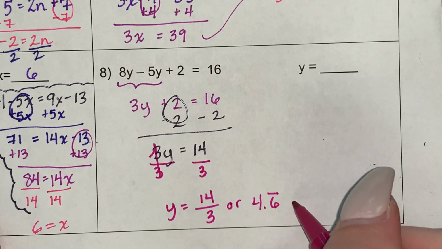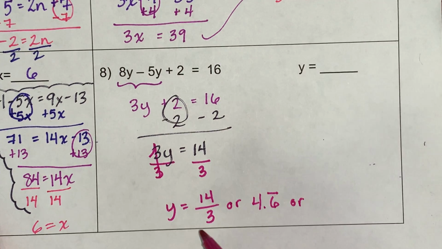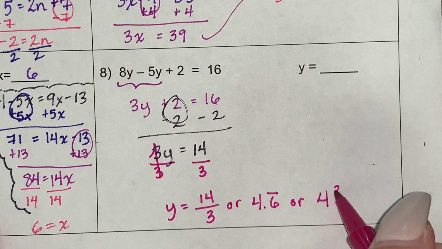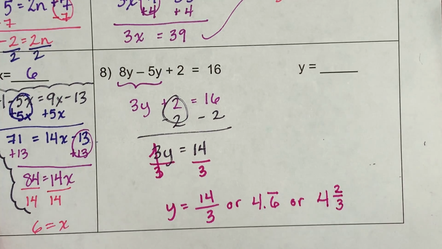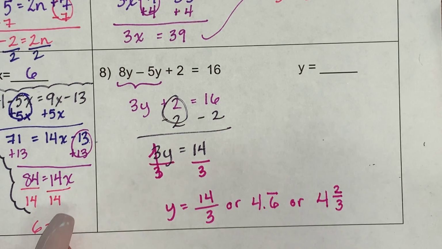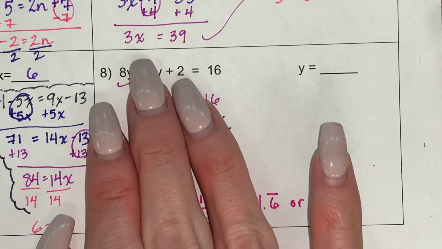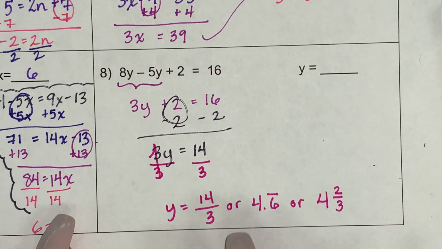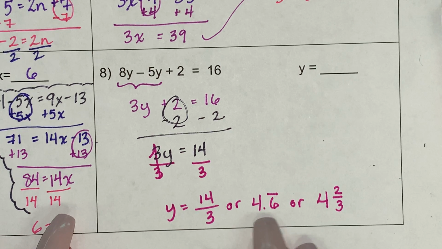You could also write it as a mixed number. So 3 goes into 14 4 times, and then there's 2 left over. So we would say that it's 4 2/3. If your teacher told you to round, so if you read the directions and it said round to the nearest 10th, then you could write 4.7. If it said round to the nearest 100th, you would write 4.67. But if it doesn't say to round, you're not allowed to.